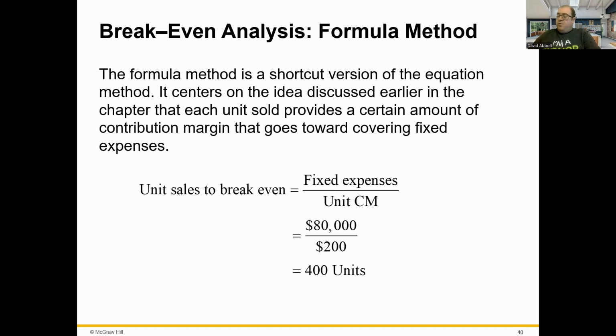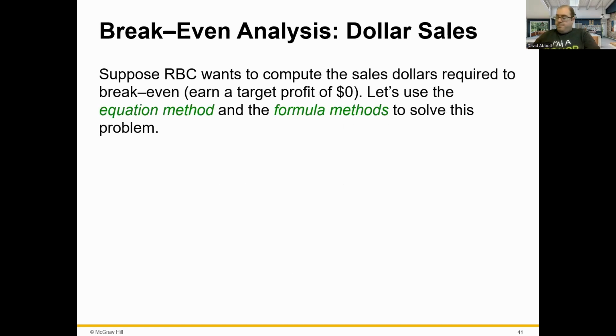So we can also use our fixed expenses divided by the unit contribution margin. So 80,000 divided by the contribution margin, which is 200, gives us also the 400 units. So either way you can use to figure it out.